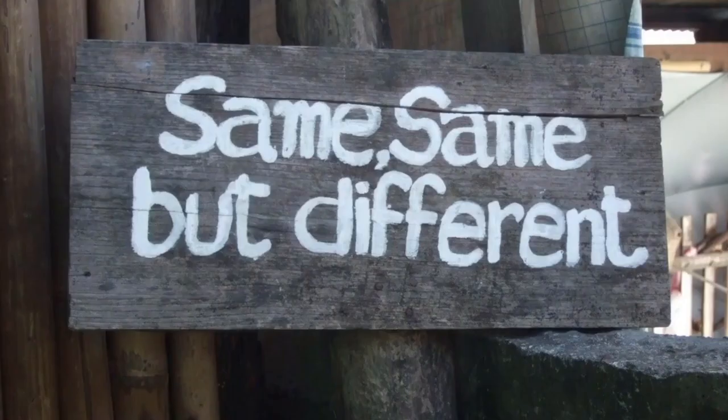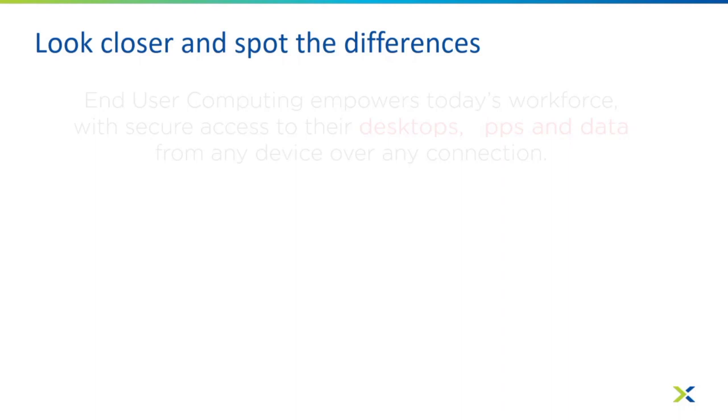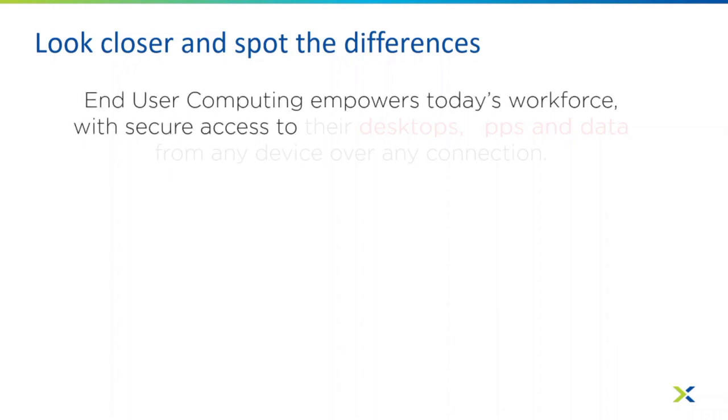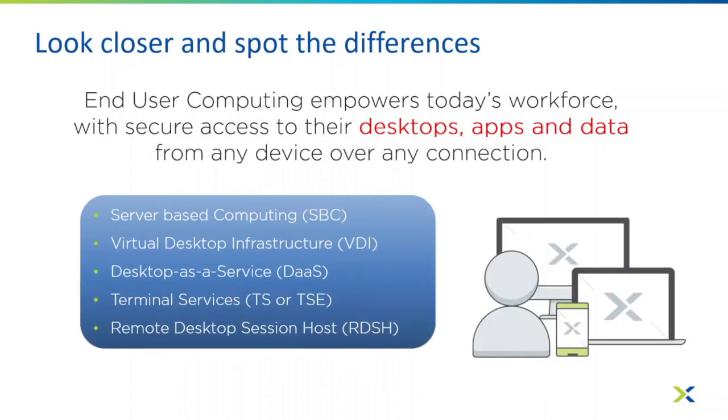So if it's the same, what are the differences between these different concepts? If we look closer, go back to this statement about end user computing: enabling or empowering today's workforce. The differences really are in what we are empowering that workforce with. First of all, secure access, but it can be to desktops, so virtual desktop infrastructure. It could be applications, a virtual application infrastructure. And in both cases, we need data. A desktop or an application without data is worthless. It's just a web browser, but again, from any device over any connection.